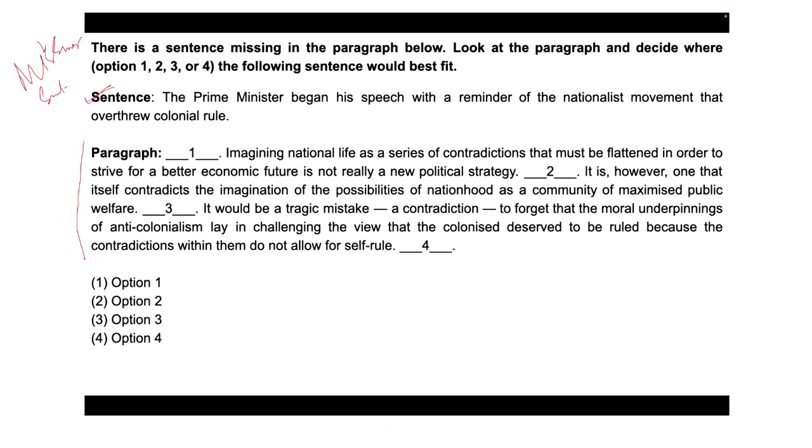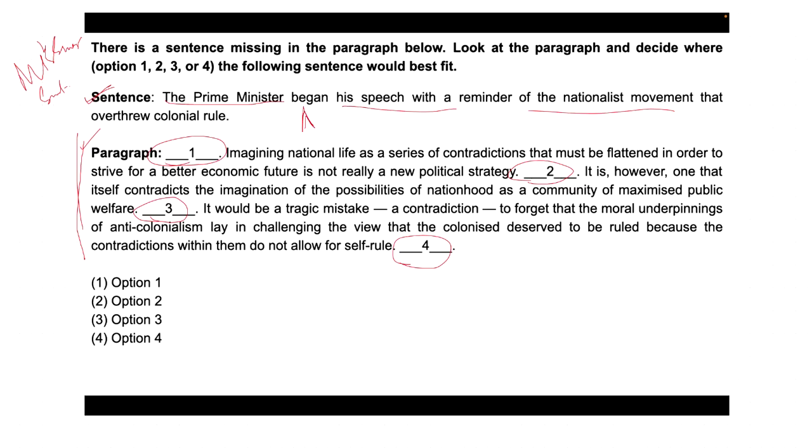So imagine you have a passage in front of you like this, but it's incomplete. Why is it incomplete? You can find out that there are four blanks: blank one, blank two, blank three, and blank four, right? So there are four blanks within the passage, and you are given a sentence, and your task is to figure out which blank this sentence fits into best, logically completing the flow of the passage.